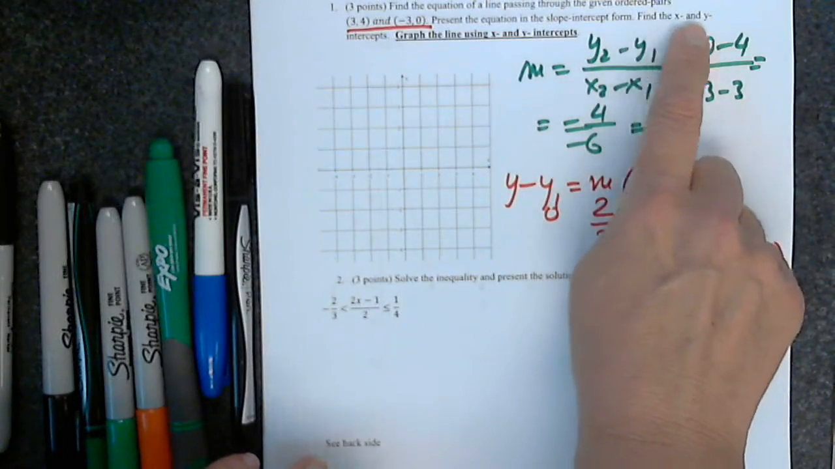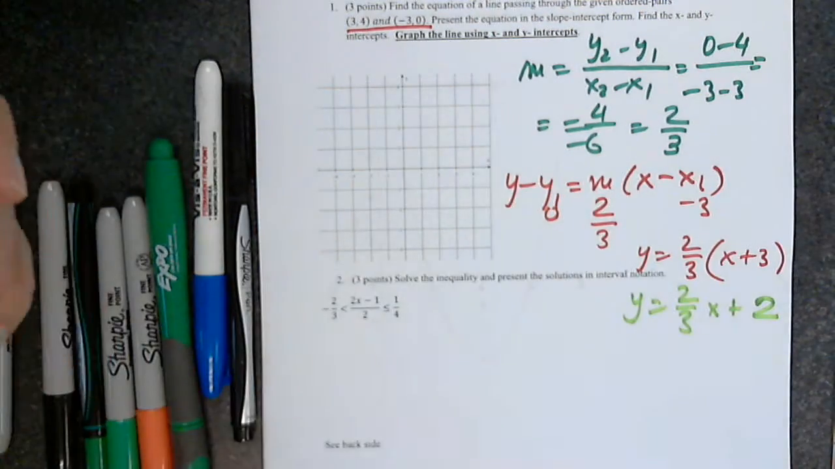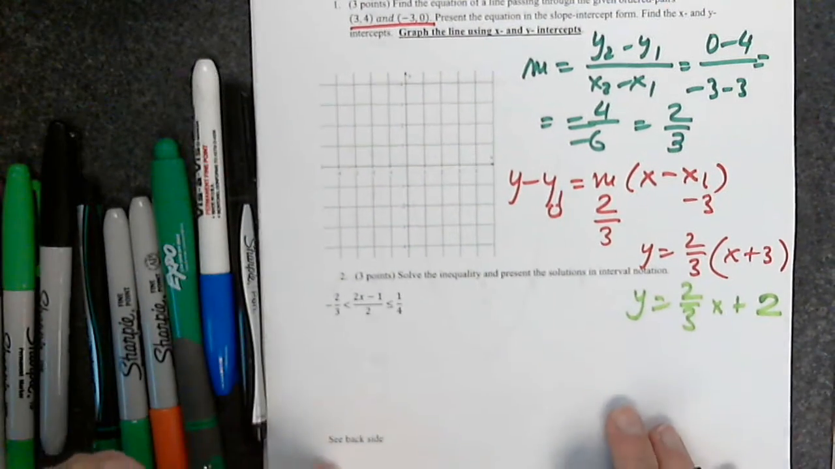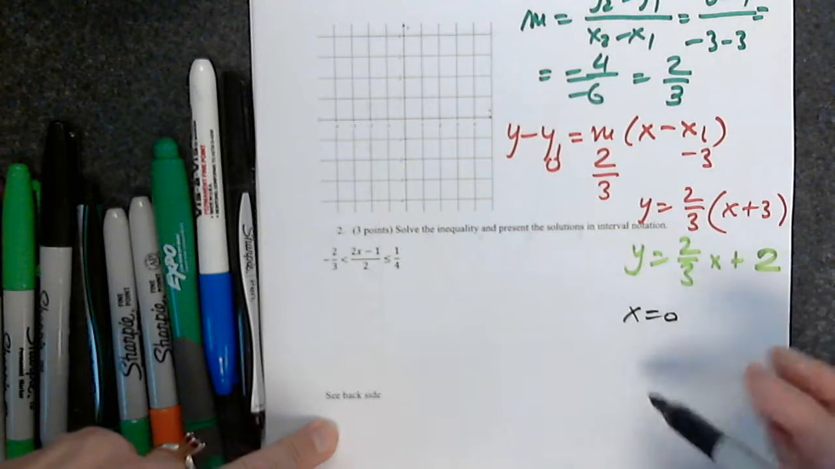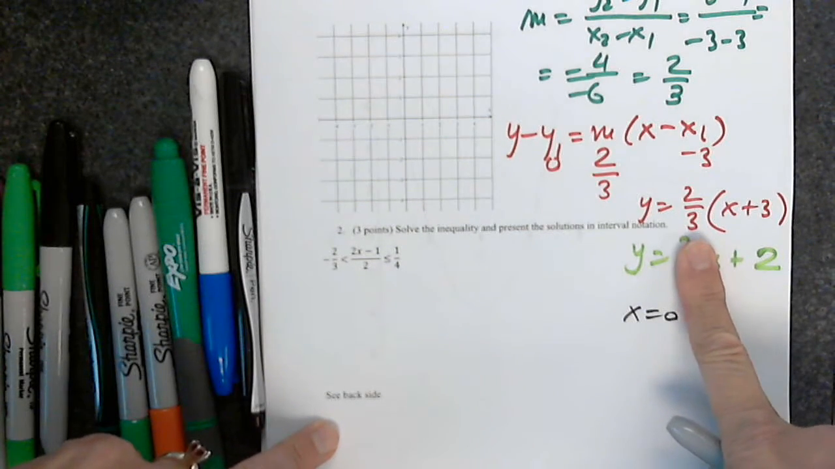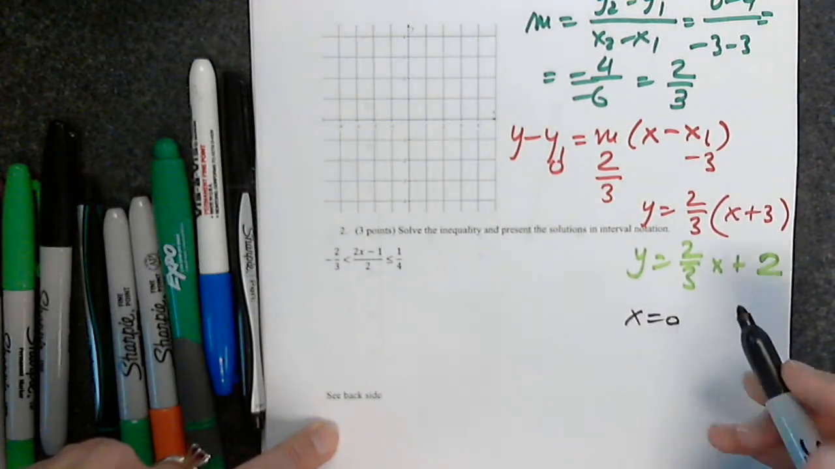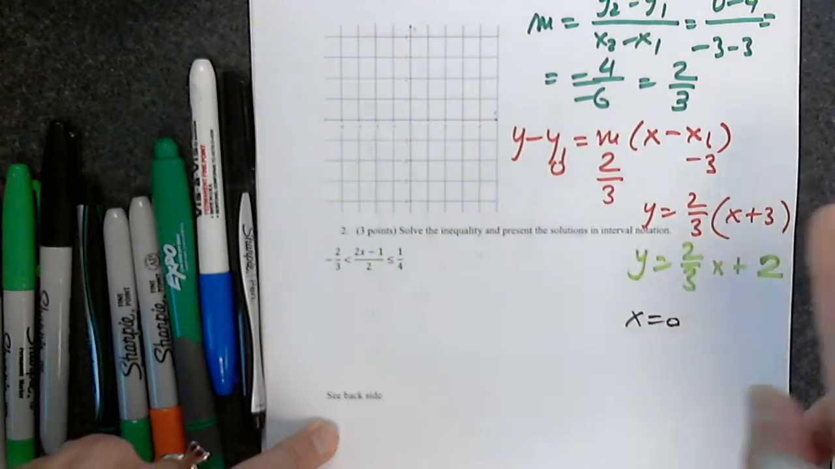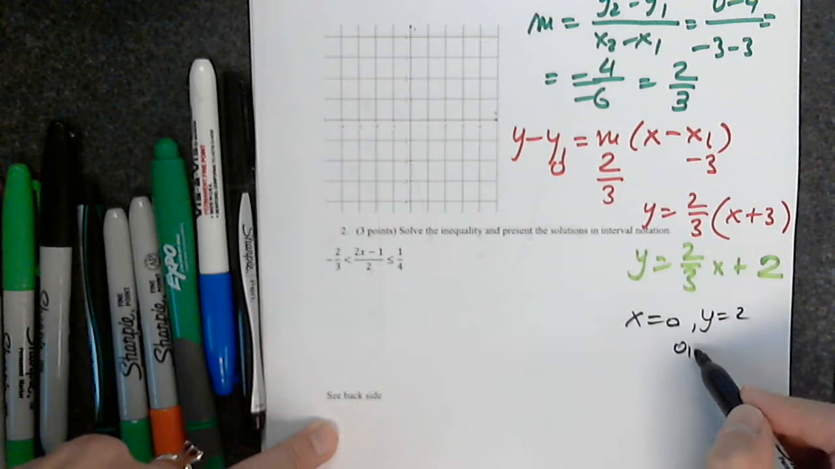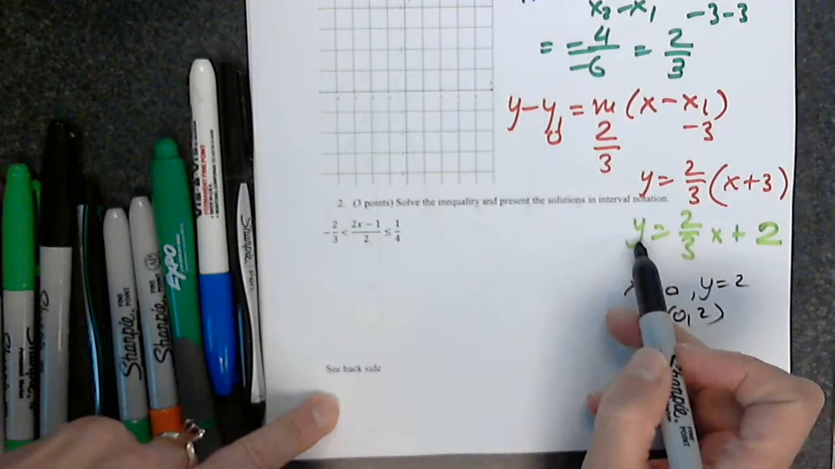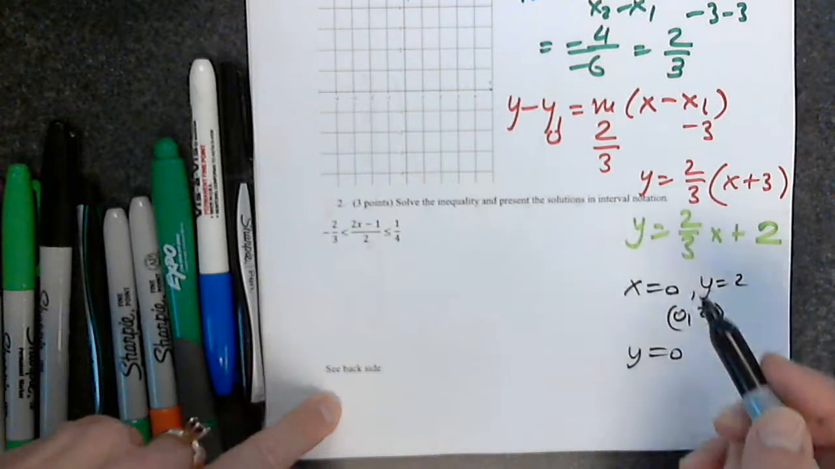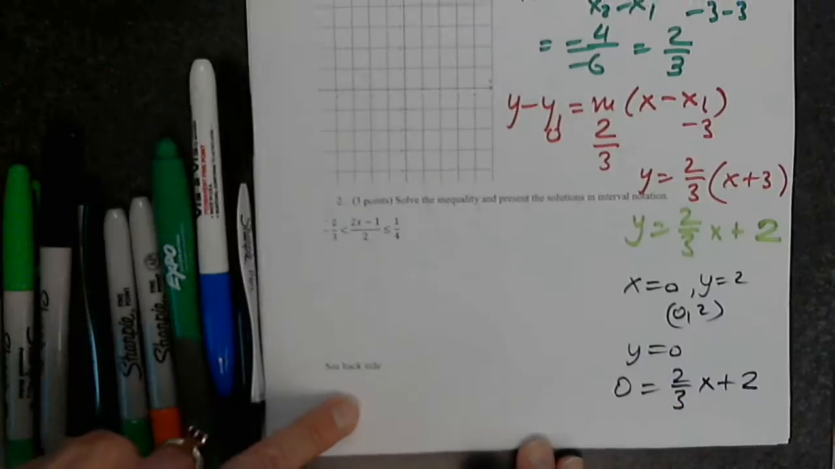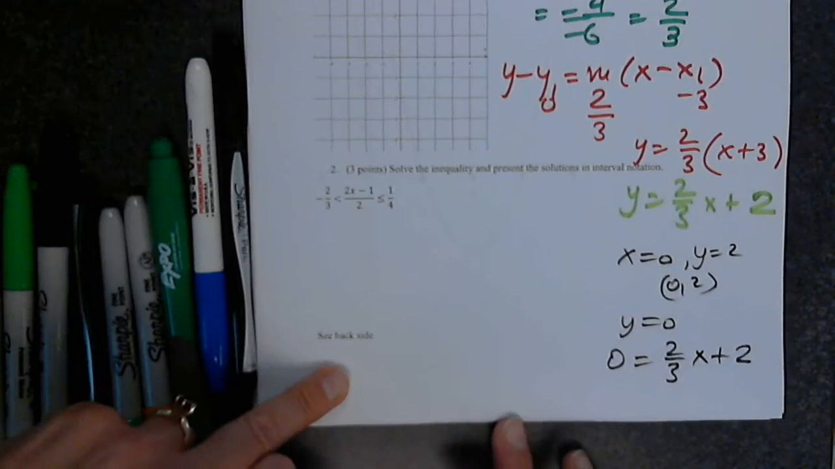Then the last question is find the x and y intercepts. How do I find the x and y intercepts? So when x is 0, how much is y? When x is 0, how much is y? Very good. So now I have to make y equals 0, and let's see what happens. I have 0 equals 2/3 x plus 2. How do I solve this equation for x?